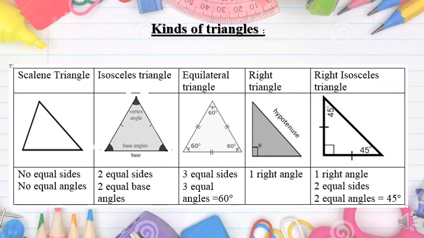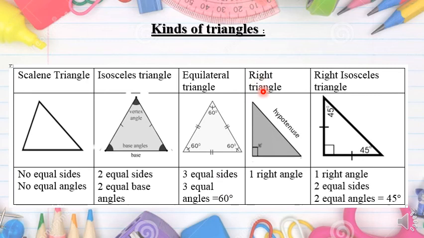So these are the kinds of triangles. Scalene triangle: no equal sides, no equal angles. Isosceles triangle: two equal sides, two equal base angles. This is the base, this is the main vertex. Equilateral triangle: three equal sides and three equal angles of measure 60 degrees.